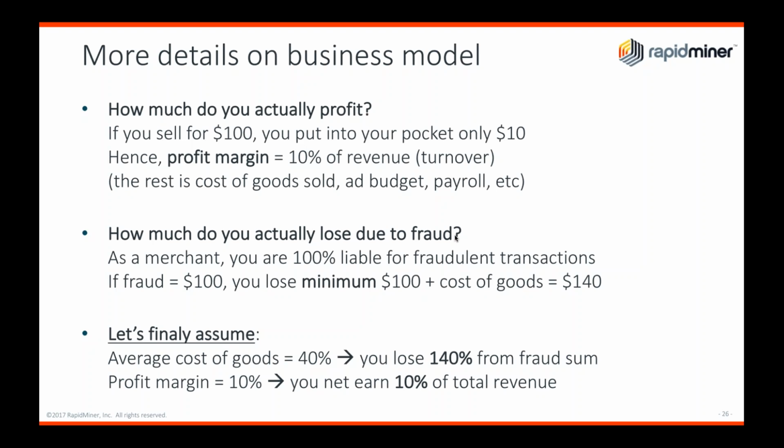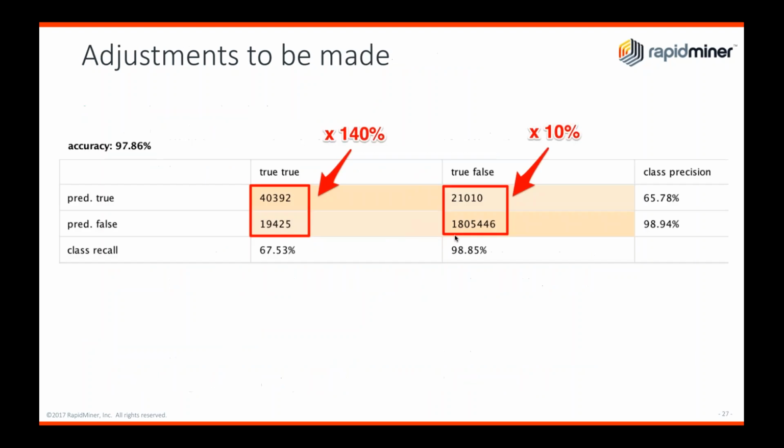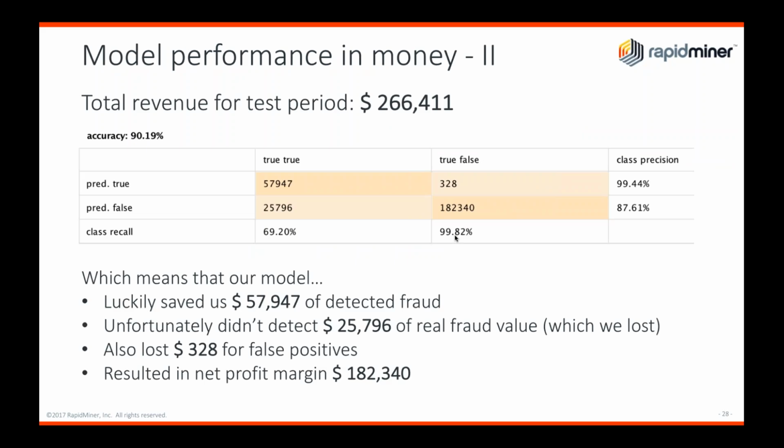And let's finally make these assumptions. If you have an average cost of goods which equals 40%, you lose 140% from each fraudulent case. And if you have a profit margin equal to 10%, you net earn only 10% of your total revenue. This means that to make your numbers more precise, you have to make these sorts of adjustments. So all the numbers related to fraud, you have to multiply by 140%, and all the numbers related to your net income, you have to multiply by just 10%. And now the final version of the confusion matrix, which is really looking very different.